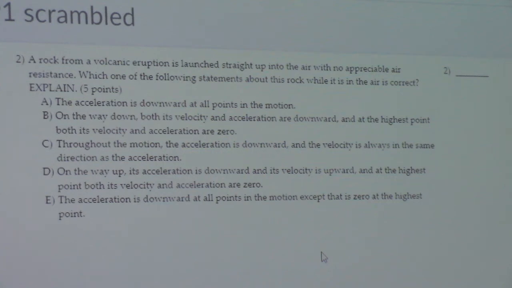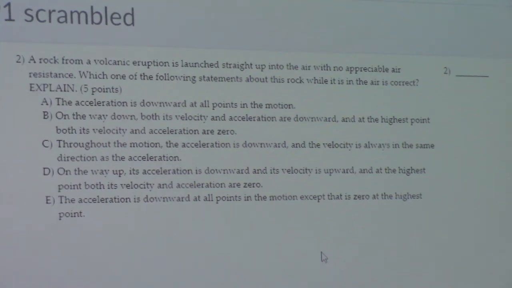At the highest point, the velocity and acceleration are 0. Again, that one's not right because the acceleration, the whole time, is down. And then E, the acceleration is down all times except for at the highest point where it's 0. So that's not true either, right? The acceleration is always negative 9.8. Just pretend you take something, you put it here, it's not moving for an instant, but then it accelerates down because gravity's there, always pulling it down. So A is the correct choice. Okay, any questions about that one?